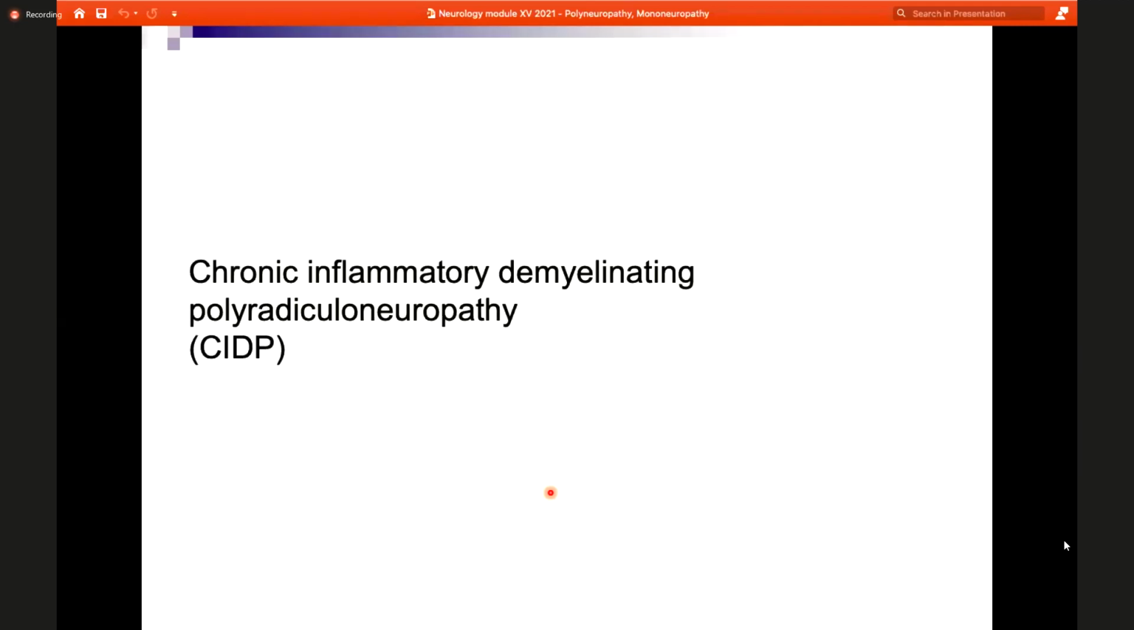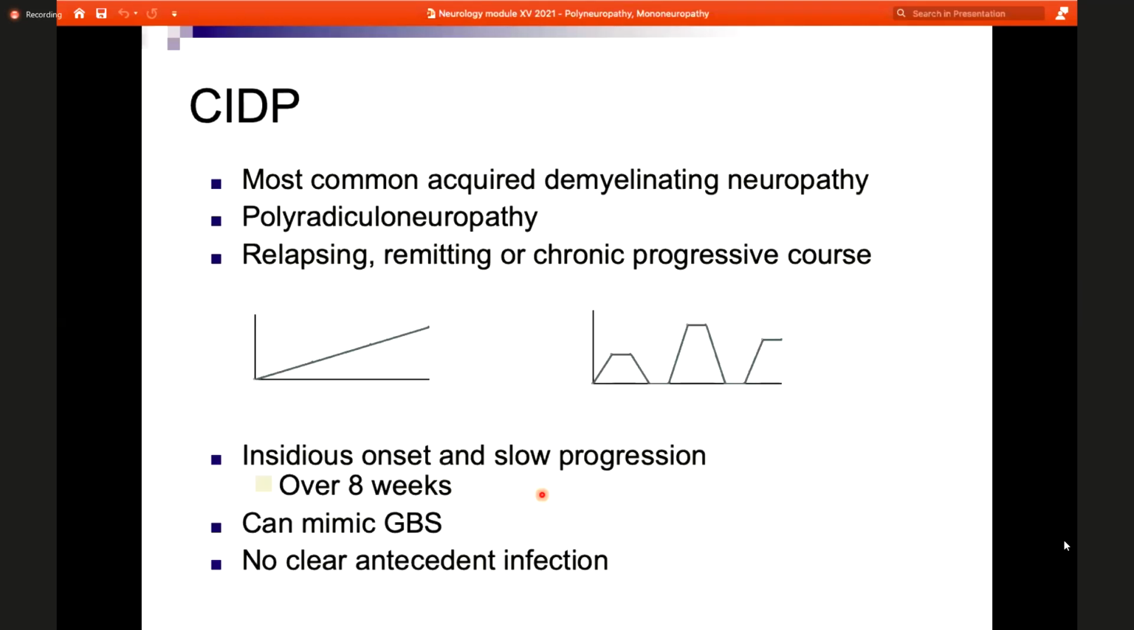Right. So the next one is chronic inflammatory demyelinating polyradicular neuropathy, which is a demyelinating neuropathy, as we mentioned. This is why I said radiculoneuropathy, they go together in demyelinating neuropathies. It can run a slowly progressive course, chronic progressive demyelinating polyneuropathy, as it was called in the past, or it can run a relapsing and remitting course. Relapse, remit, relapse, remit.